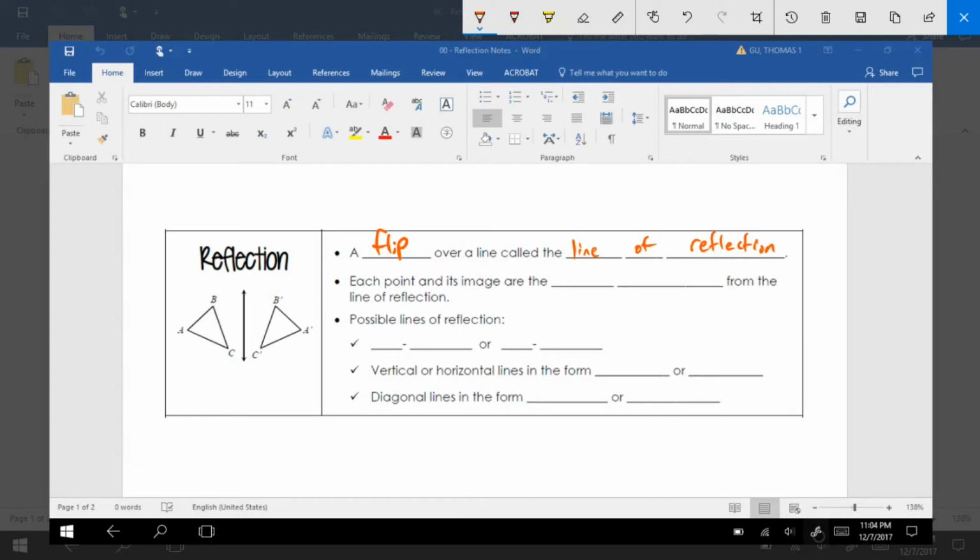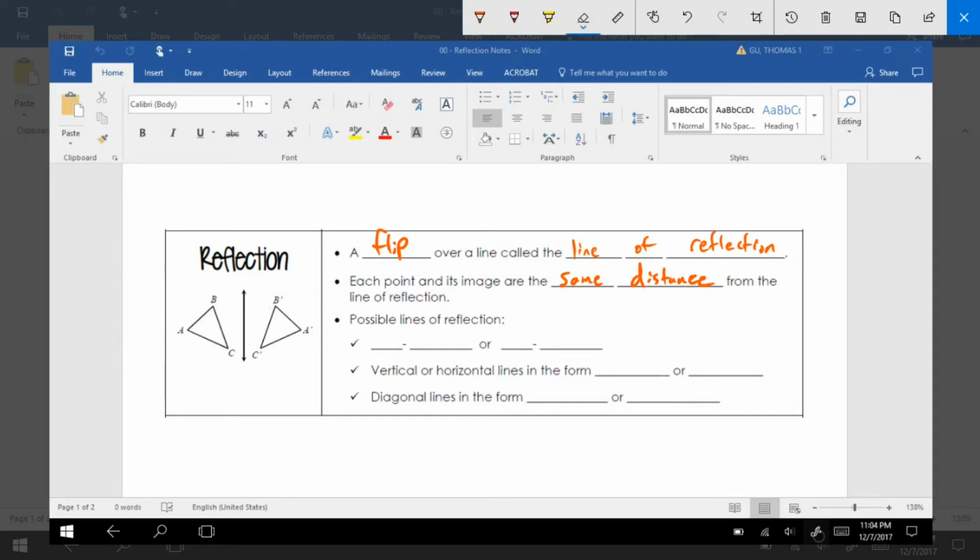And each point and its image are, do you think, the same distance from the line of reflection? Different distances? It's the same distance. Look over here in this picture on the left side. You see B? It's this far away from the line of reflection. Then look at B prime. It's the exact same distance away from the line of reflection.